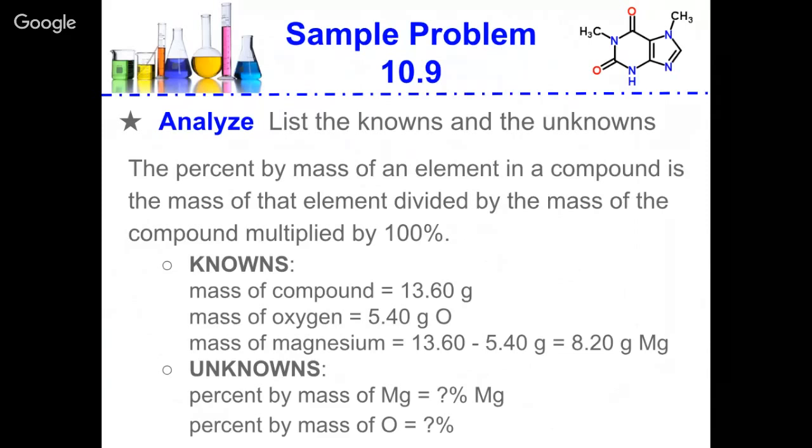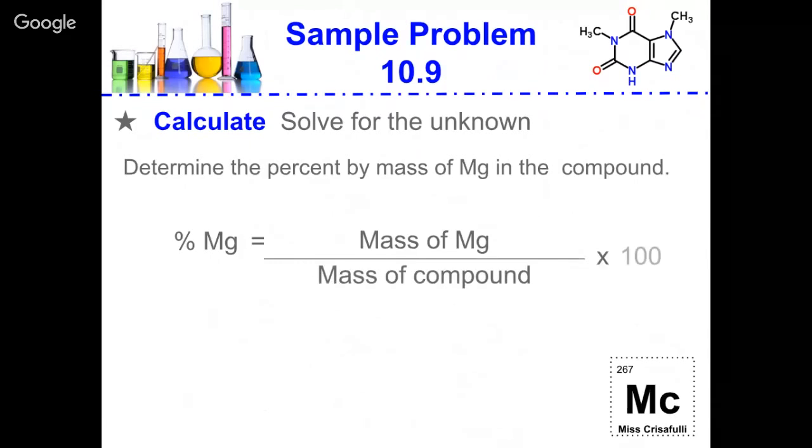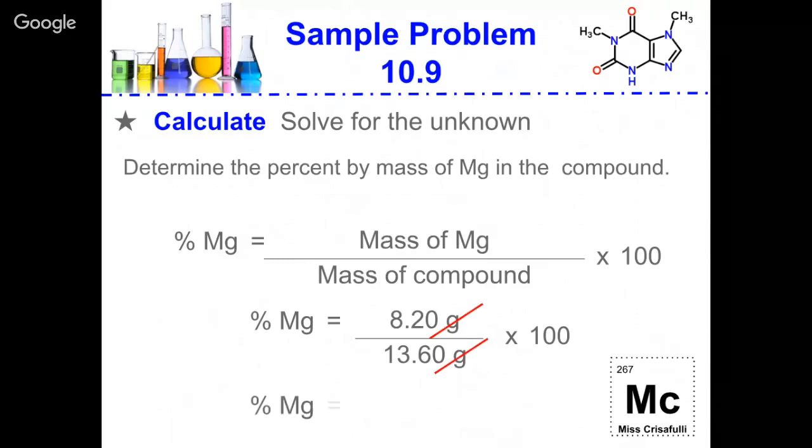So let's look at magnesium first. When we solve for the percent by mass of magnesium, the percent of magnesium is going to be equal to the mass of magnesium over the mass of the compound times 100. And for magnesium, we have 8.2 grams. Where did this number come from? Remember, we subtracted the mass of the compound minus the mass of the oxygen. So 8.20 grams over 13.60 grams times 100. Grams cancel. Our answer is going to be 60.29% magnesium. I like all of your percentages to be rounded to 2 decimal places for the future.